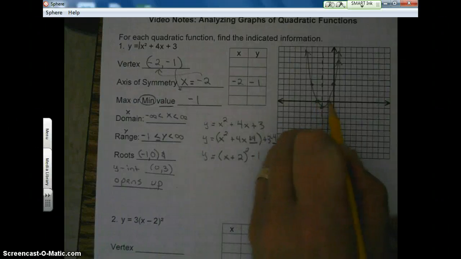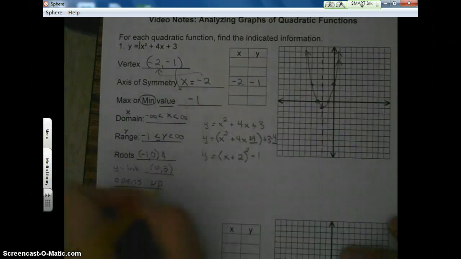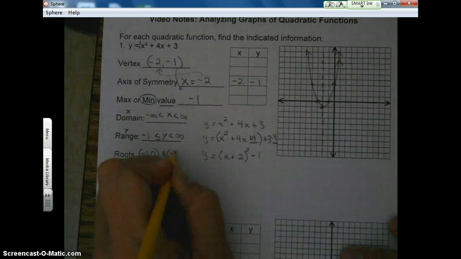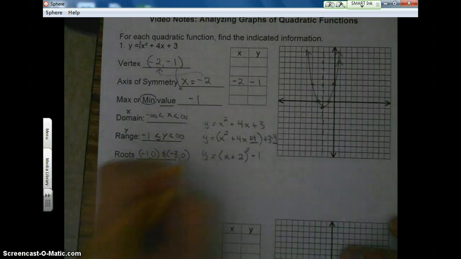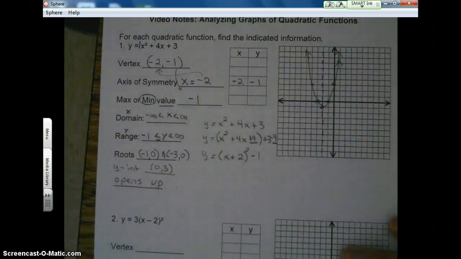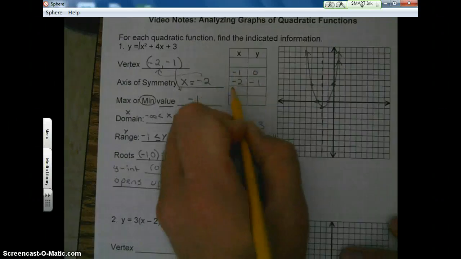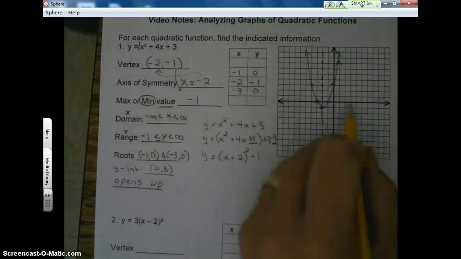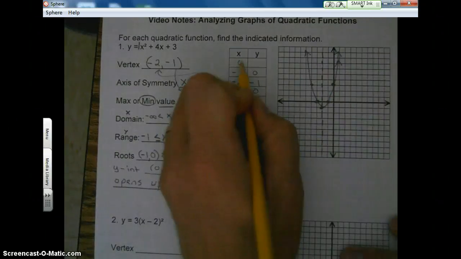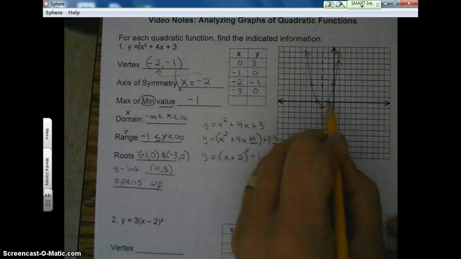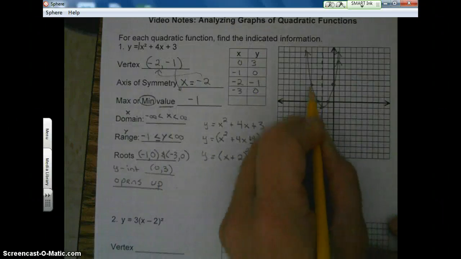So yes, that's going to be a root as well. So it's going to be -3, 0. Okay, so let's go ahead and put these in. So -1, 0, -3, 0. And then we have 0, 3. And we have 1, 2, 3, 4, -4, 3.